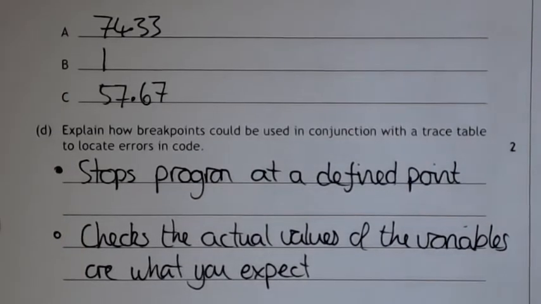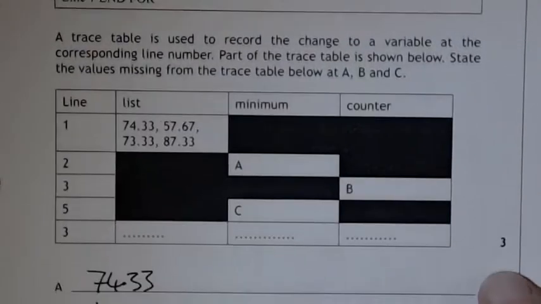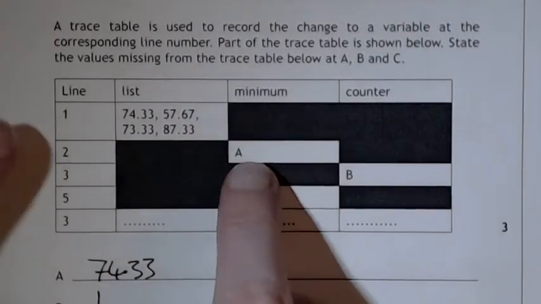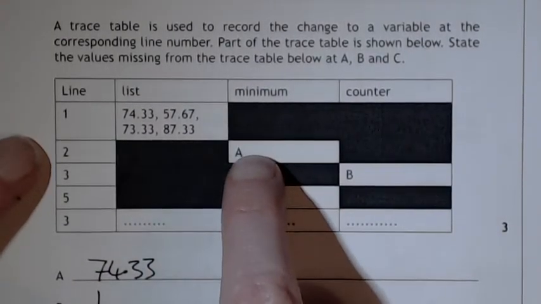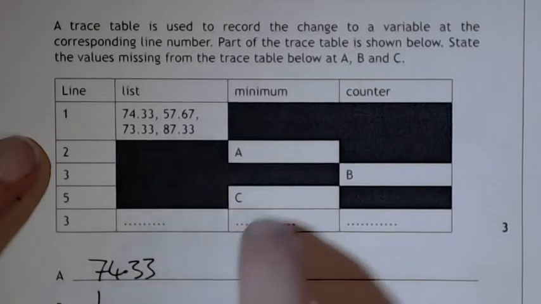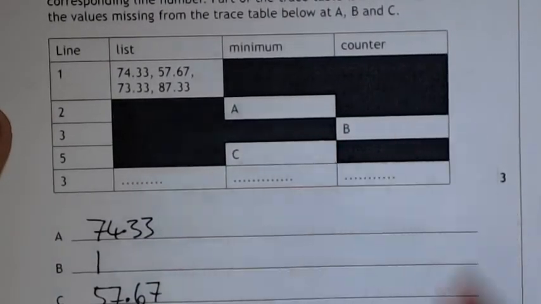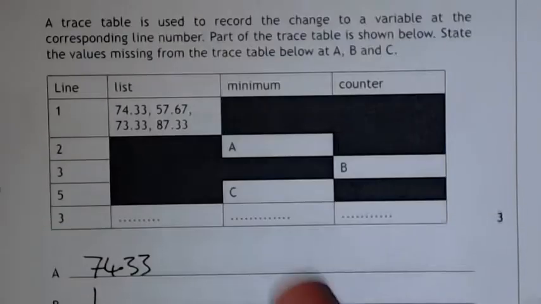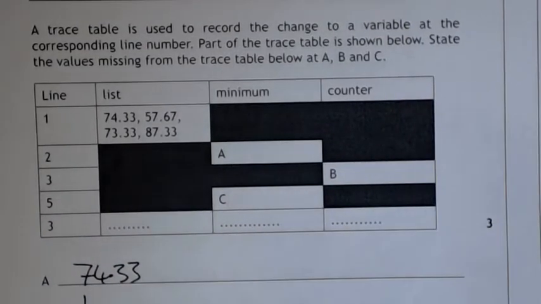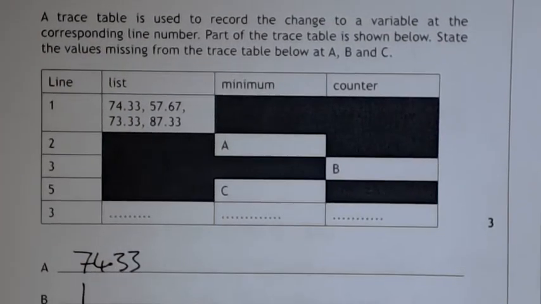Okay, so you'll have your program running, you'll have your trace table, and you'll be saying, well, at line 2 I'm expecting the minimum to be 74.33, and if it is, brilliant, you can tick that off. Okay, so you use this in conjunction, and it's a good way of testing just to make sure the actual program's working.